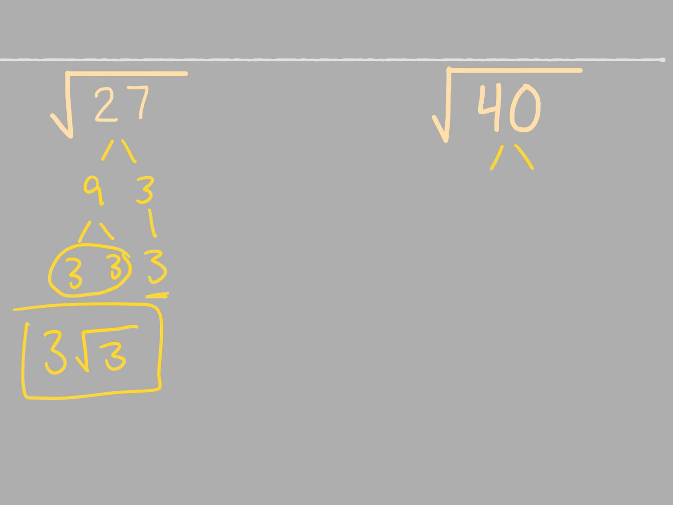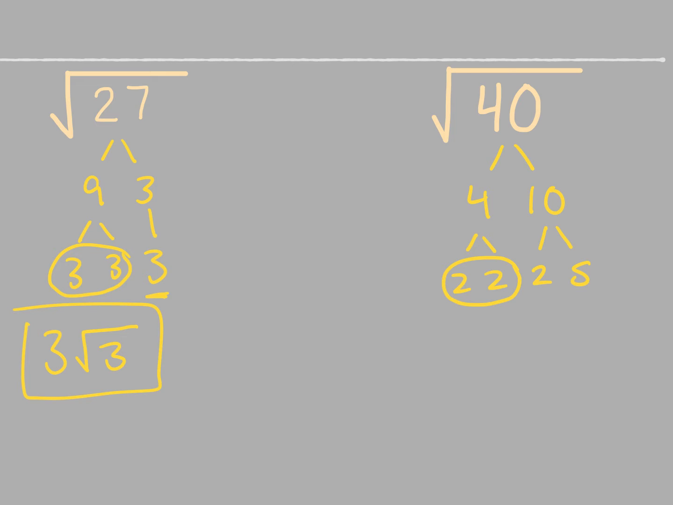What are 2 factors of 40? 10 and 4. If you said 5 and 8, you'll end up with the same answer. What are 2 factors of 4? 2 and 2. And 2 factors of 10? 5 and 2. What do I circle here? Circle 2 2's.